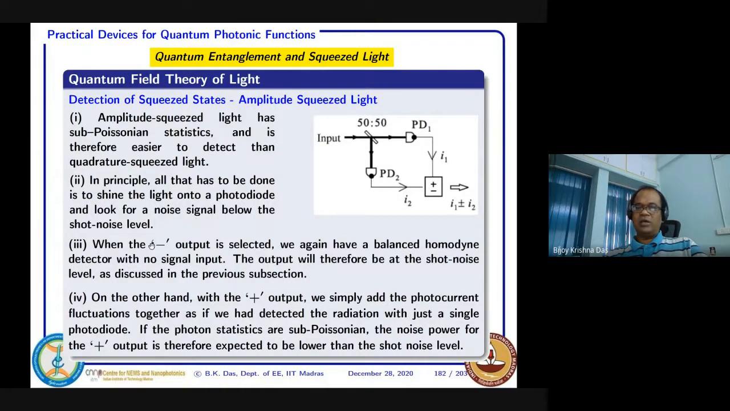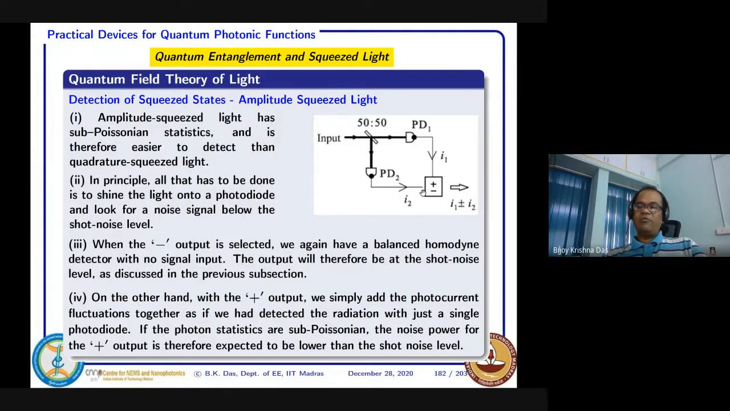When the minus output is selected, we again have a balanced homodyne detector like what we discussed previously. If you are measuring I1 minus I2, it is as if the local oscillator is coming and your vacuum field is coming. That means you are measuring the shot noise level. That is the balanced homodyne technique with no signal input. So the output will therefore be at the shot noise level, as discussed previously.